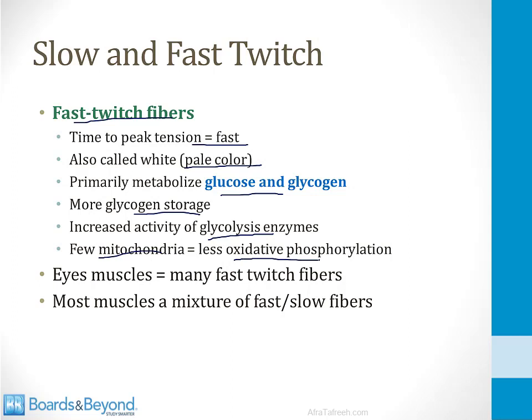The goal of these types of fibers is to do a quick on and off contraction. And for example, many of your eye muscles have lots of fast twitch fibers because their job is to just move quickly to one side or the other. And most muscles in your body are a mixture of fast and slow, and different people have different mixtures in their different muscle beds. And that concludes our video on skeletal muscle.